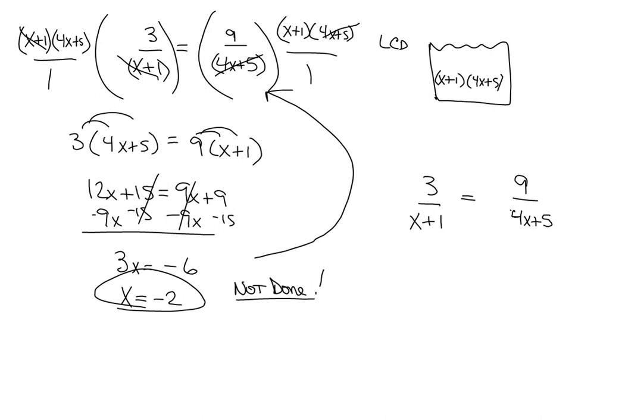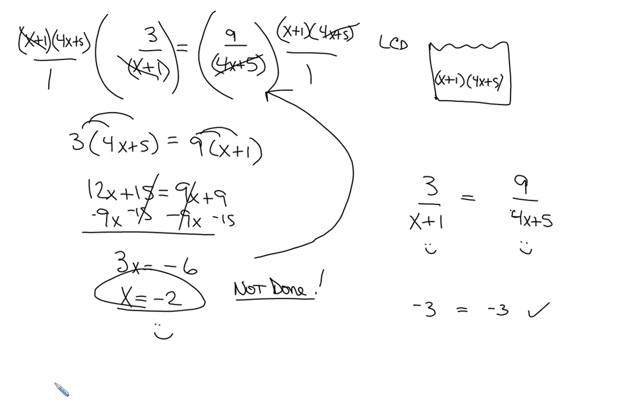And if there are no answers left after you're done doing that, then what do you put? No solution. Does x equals negative 2 make this denominator 0? No. Does it make this denominator 0? No. So we're okay. There's our answer. Now, to check the actual numbers, it would give us 3 over negative 1, which is negative 3. And it would give us 9 over negative 8 plus 5 is negative 3. 9 over negative 3 is also negative 3.